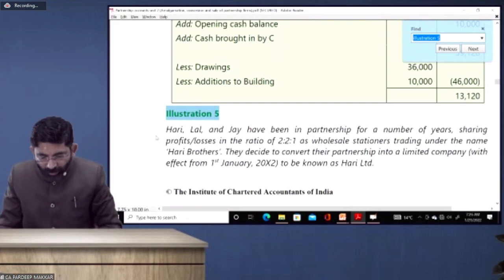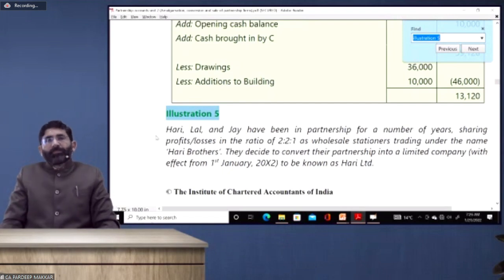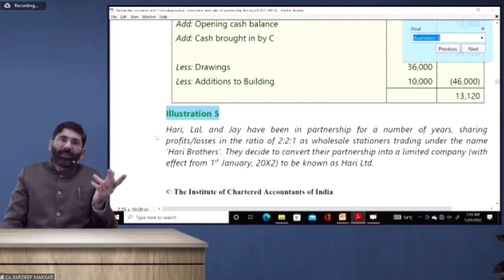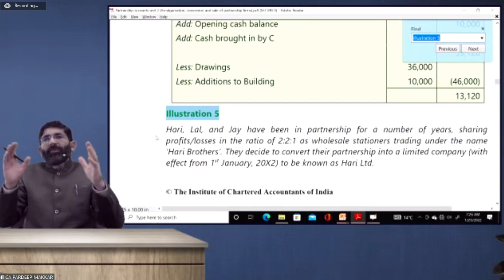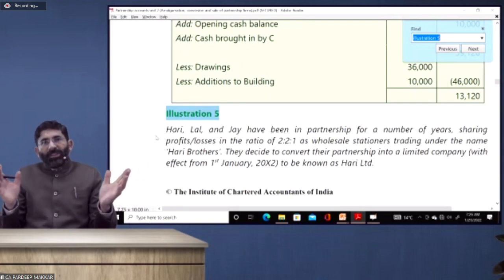Dear sir, how can a firm be converted into a company? It's very simple. I am doing a business as a partnership firm because we are two partners, A and B, or Pradeep Makkad and Varun Makhija, my another partner. We are running a partnership firm. Now we have decided to expand our business at a higher level. So we have decided to convert it into a company.